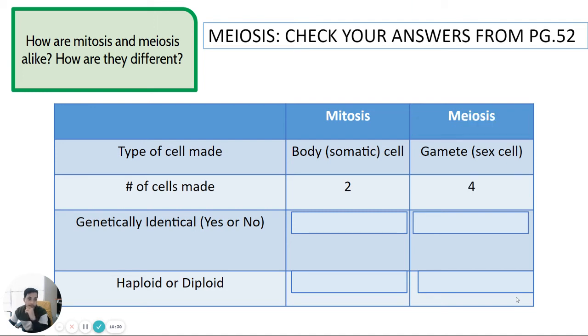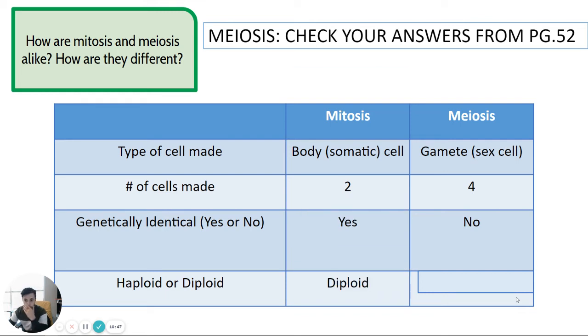Okay, meiosis makes 4. Mitosis makes genetically identical, completely the same. All your skin cells look the same. All your brain cells look the same. Meiosis, they all have to look different because of that crossing over. Mitosis makes diploid, so the normal amount of DNA. Meiosis makes haploid, half the amount of DNA. So haploid, half.